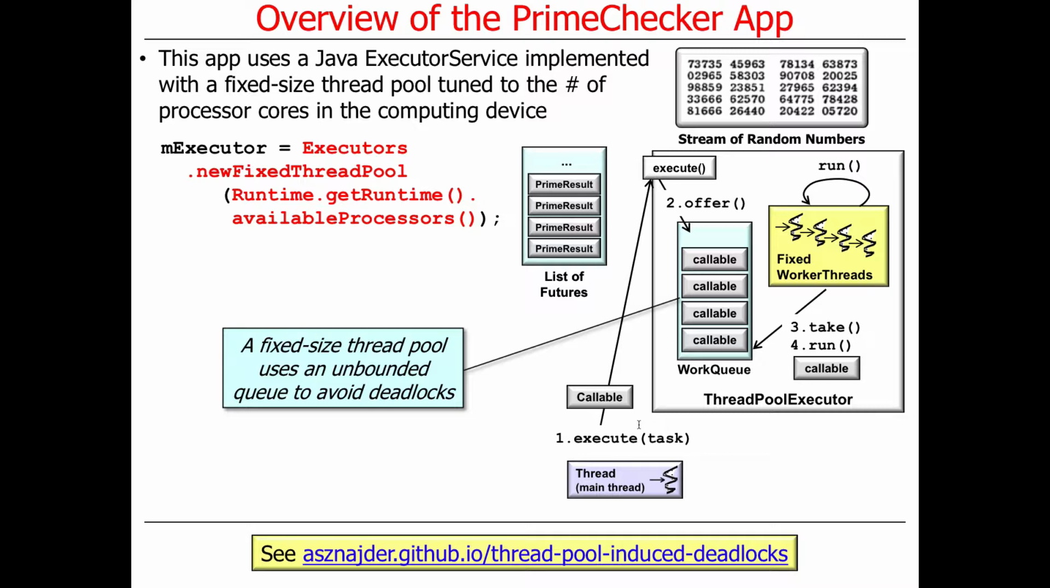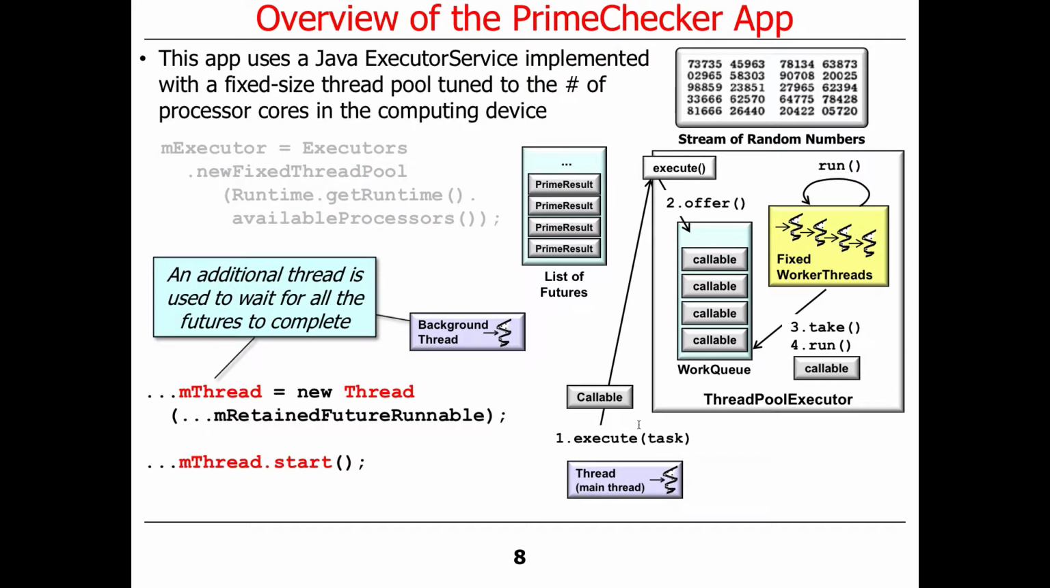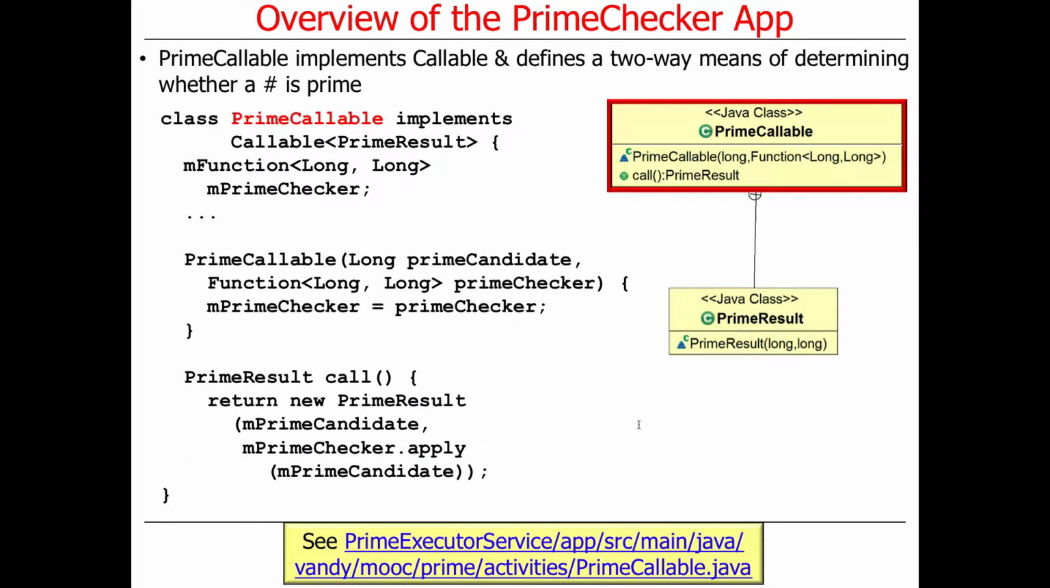OK, so there's a pool of threads that we get from using an executor service implemented using the thread pool executor with a fixed number of threads. There's also another thread, which we'll call the waiter thread, and it runs in the background, and it's going to wait for all the futures to complete. And so we'll see how this is going to get used. But we're going to spawn a thread, and it's going to run some code, and that code is going to wait for the results to come back as they're processed by the threads in the thread pool. All right, that's kind of the concurrency architecture of our solution here.